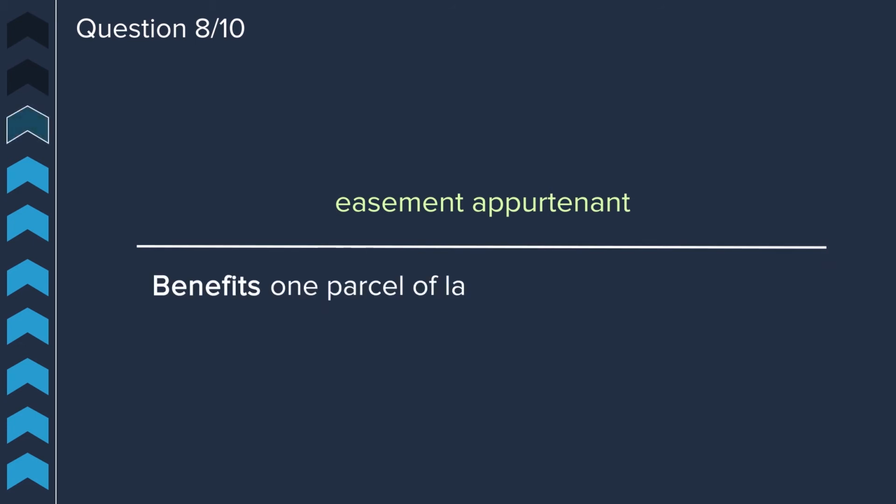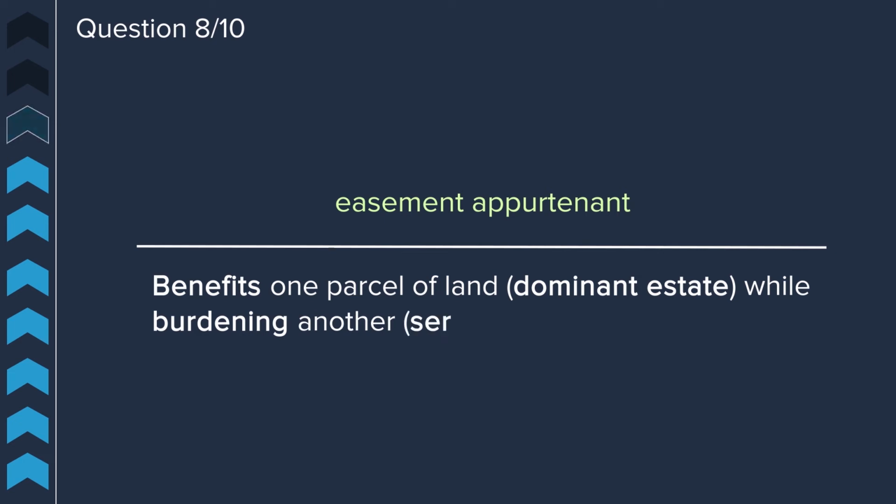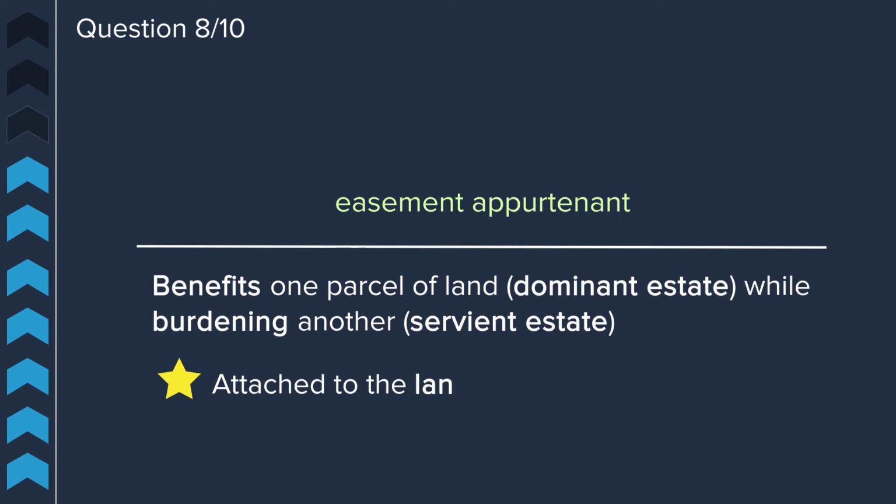Question 8. What is an easement appurtenant? An easement appurtenant is an easement that benefits one parcel of land, the dominant estate, while burdening another, the servient estate. Easement appurtenants are attached to the land and not to a person. This is a really important distinction.